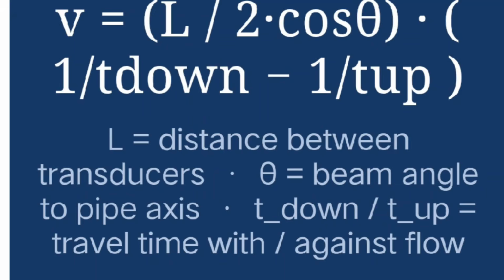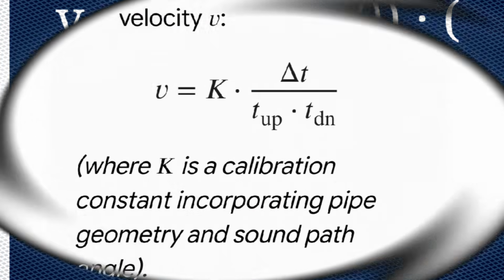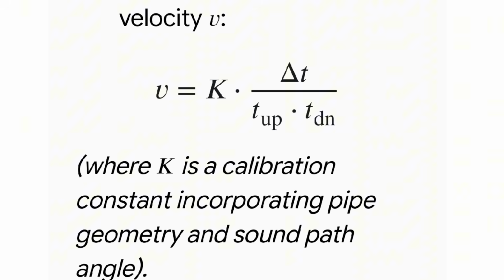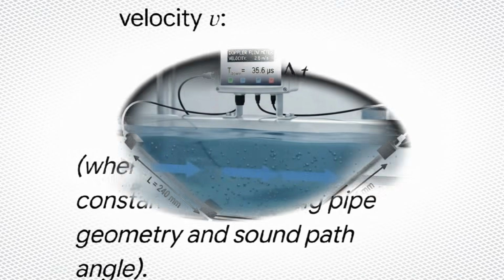Time comparison: the transmitter compares downstream time t_down against upstream time t_up. Calculation: using the known path length and beam angle, the transmitter solves for average flow velocity along that path. Output: velocity is scaled by pipe cross-sectional area to give volumetric flow. Output is 4 to 20 mA or Modbus, same as other flow transmitters.